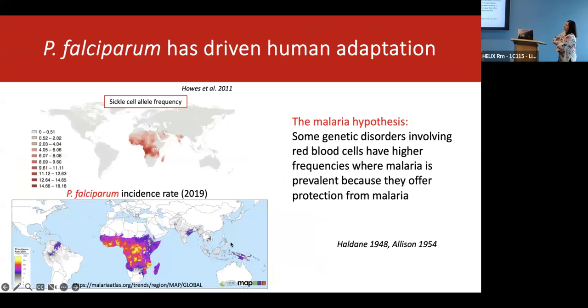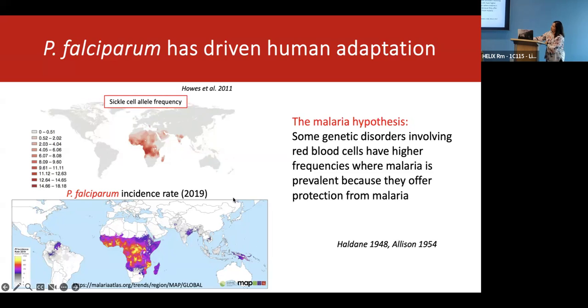As I said, this has been known for quite a while, that there are these human genetic alleles that are thought to protect against malaria. And this malaria hypothesis was proposed around 1950, that this selective pressure from malaria could explain the incidence of some genetic disorders, where these genetic disorders are at higher frequency where malaria is prevalent because they offer protection from malaria. And this was initially proposed because of the geographic overlap between where, especially Plasmodium falciparum, this virulent parasite, is found, and where these red blood cell disorders are common.